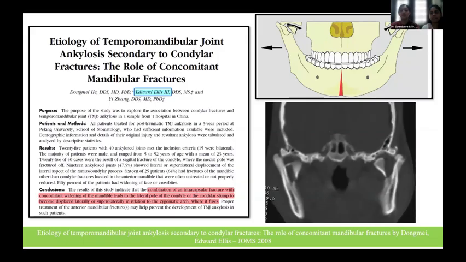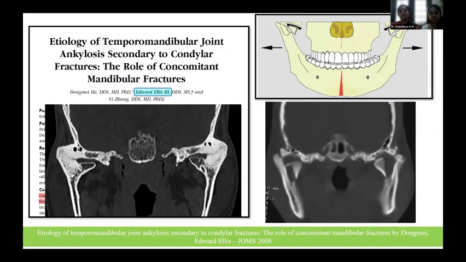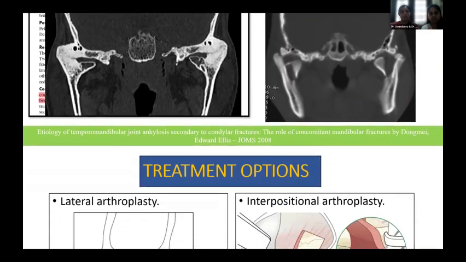So this was a picture of the CT coronal section given in the article, showing the kind of trauma that could lead to such a case. And this is the presentation of this case, where the CT coronal section quite well replicates and shows that this might be the case here as well, leading to bilateral TMJ ankylosis.